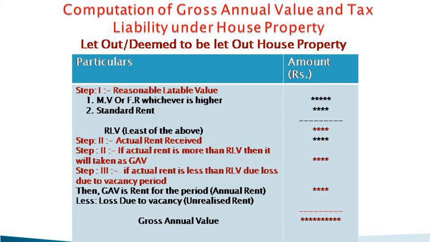The second deduction allowable is interest on loan taken for construction or purchase of that let out or deemed to be let out house property, and there is no statutory limit for interest on loan in the case of let out or deemed to be let out house property. Meaning, whatever interest on home loan is there, or whatever interest is paid by the owner on let out house property, is allowable as a deduction.